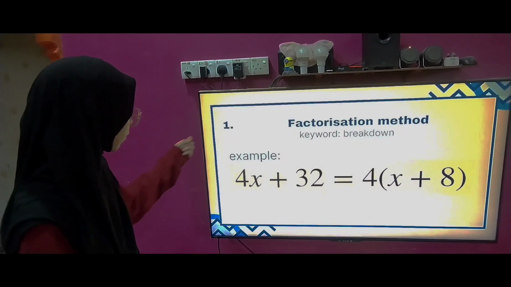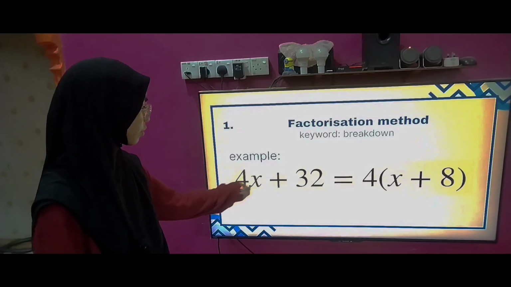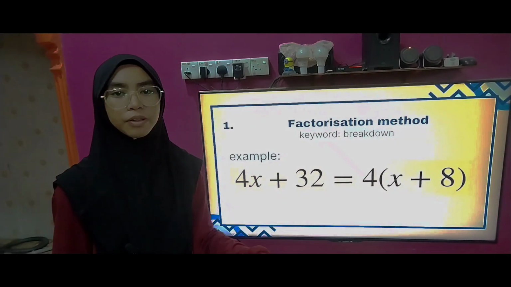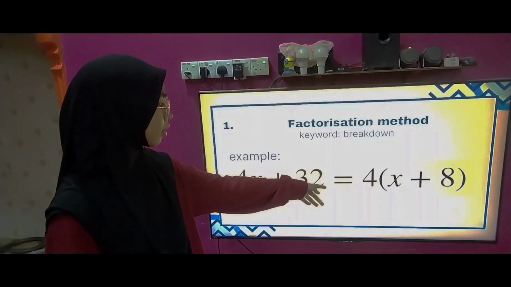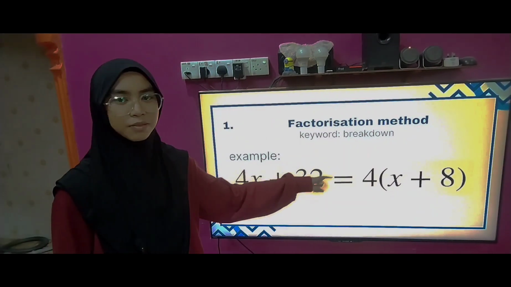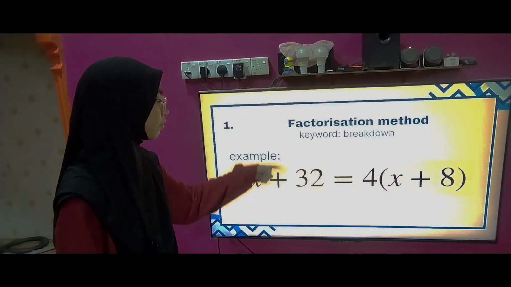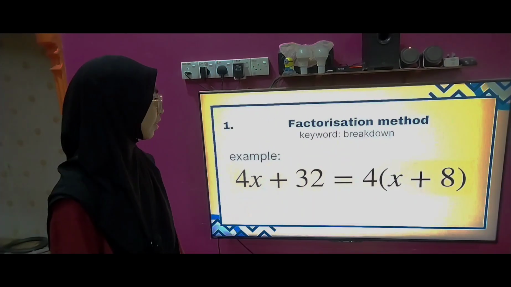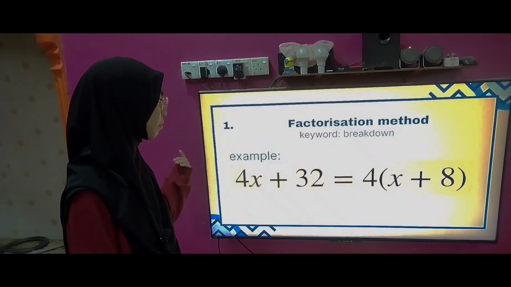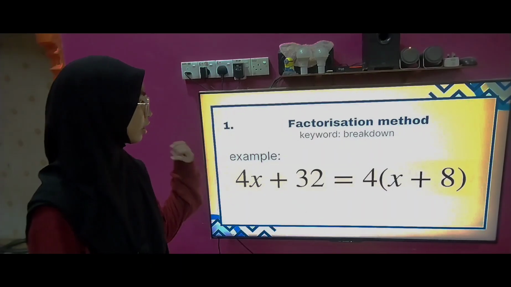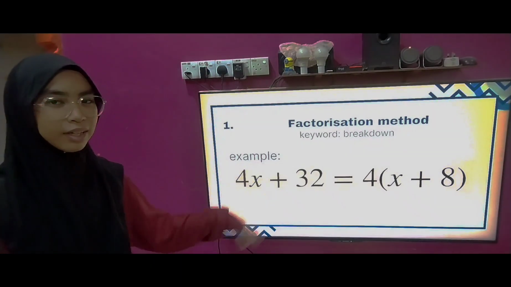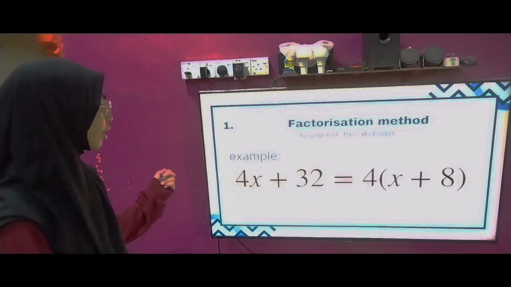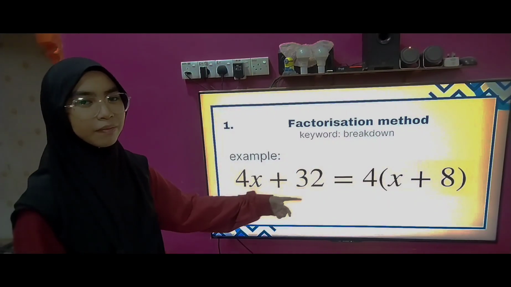Okay, so we have here 4x plus 32, which when we break down, we'll get 4 in brackets x plus 8. When we expand this, what will we get? So now we'll get to the factorization methods, where the keyword is to break down. The equation here is not a quadratic equation. It's more like a linear equation, as you can see.